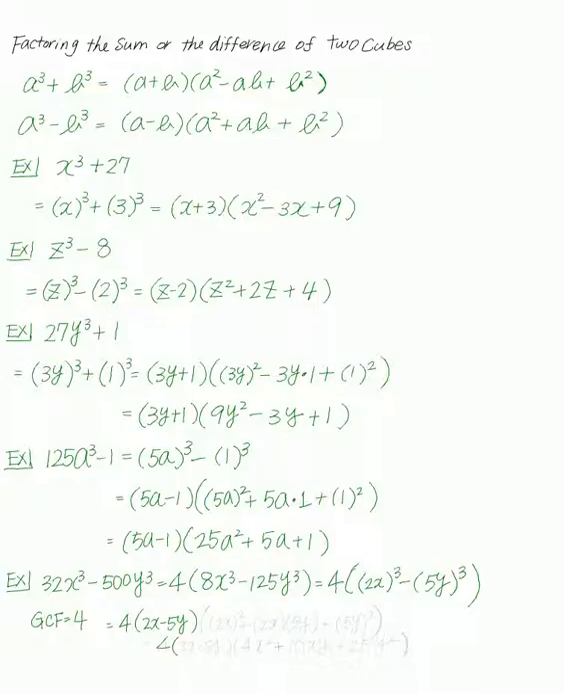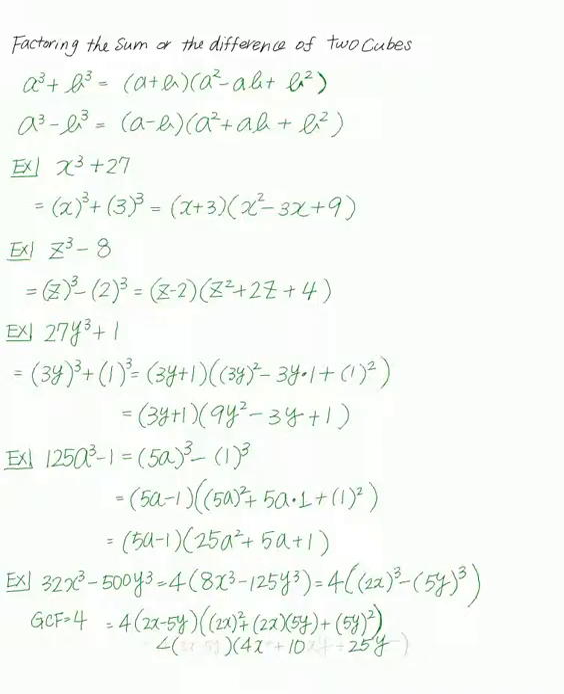Alright, now this next part, it says take the a, or the first part, the 2x in this case, and that's going to be raised to the second power. Plus, match it up to the rule, I'm going to have 2x times 5y, that's the a times b, plus 5y to the second power. And then we've got to close the parenthesis.